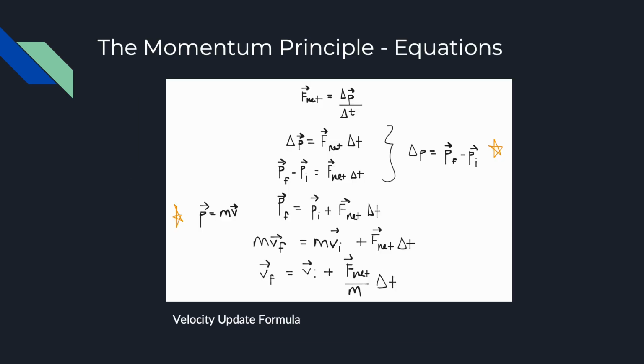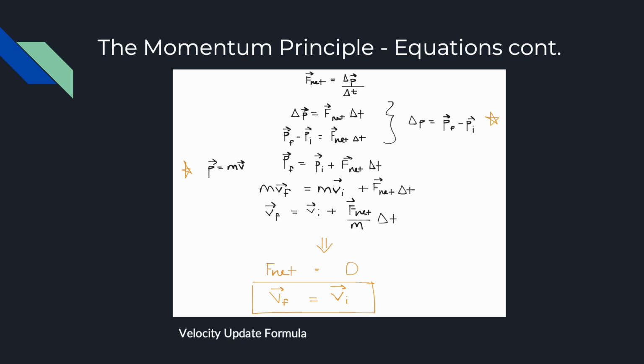So here is an important equation, the velocity update formula. We derived this formula by using the net force is equal to delta P over delta t, and after rearranging and substitution of the terms, we ended with the final velocity is equal to the initial velocity plus the net force over m times delta t. Continuing on, you can see that if the net force is equal to 0, the second term in the velocity update formula will cancel. Then we will have the final velocity is equal to the initial velocity.